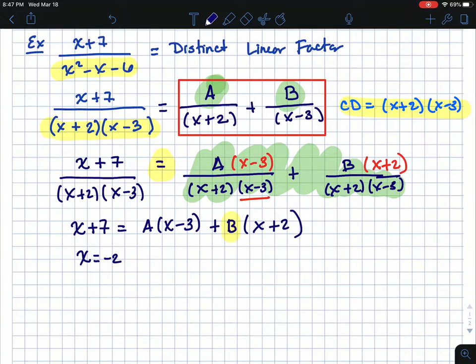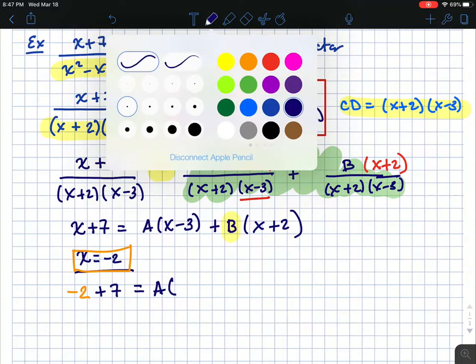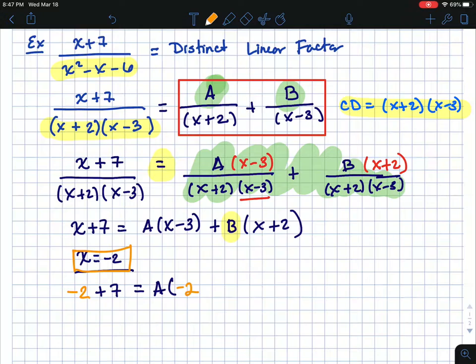So when we plug our x in, we will get -2 plus 7 equals a times (-2 minus 3) plus b times (-2 plus 2). Okay, and this is how we are eliminating b.